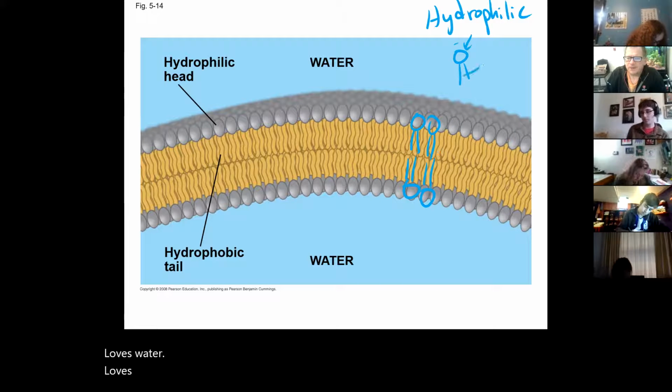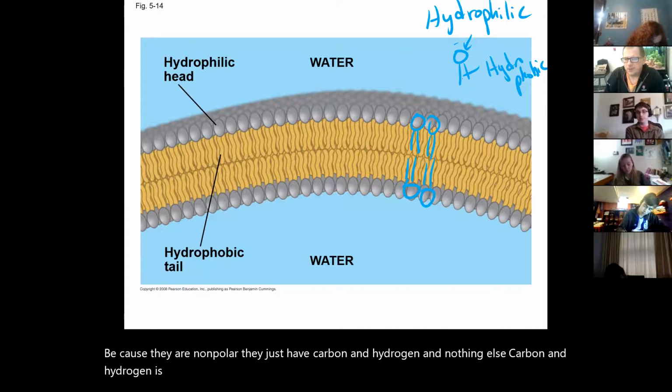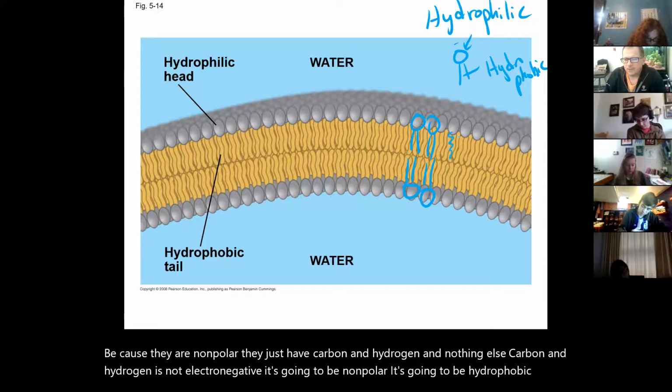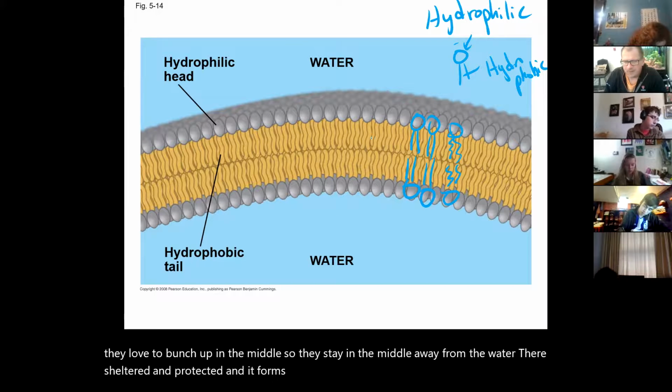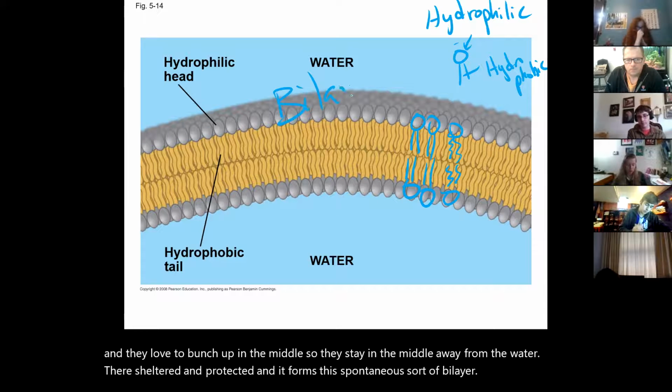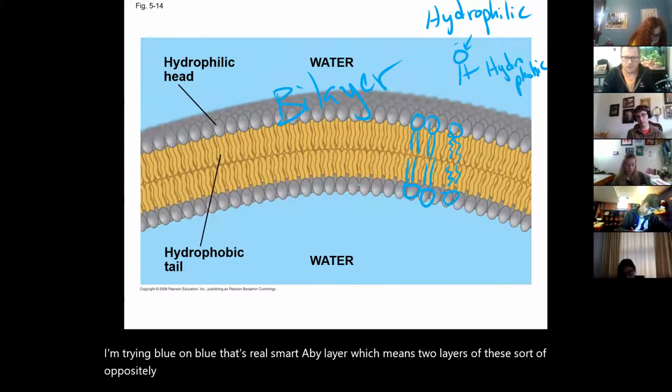And the fatty acid tails are super hydrophobic because they are nonpolar. They just have carbon and hydrogen in them, nothing else. Carbon and hydrogen is not electronegative, so it's going to be nonpolar and hydrophobic, and they love to bunch up in the middle. So they stay in the middle, away from the water. They're sheltered and protected, and it forms this spontaneous bilayer. I'm drawing blue on blue, that's real smart. A bilayer, which means 2 layers of these oppositely oriented phospholipids.